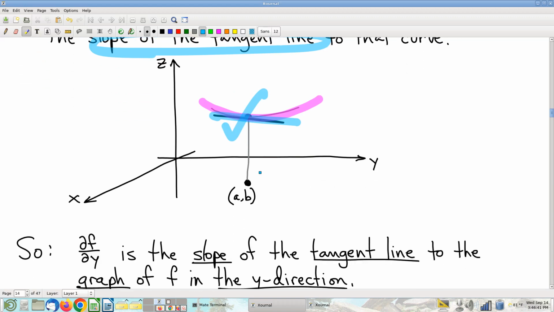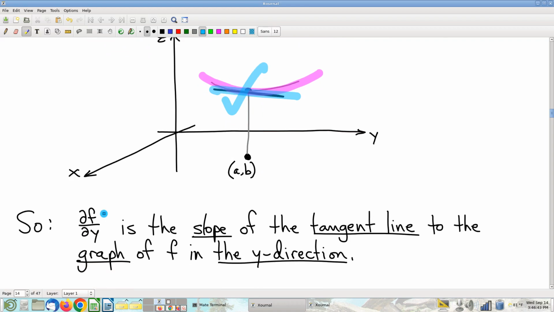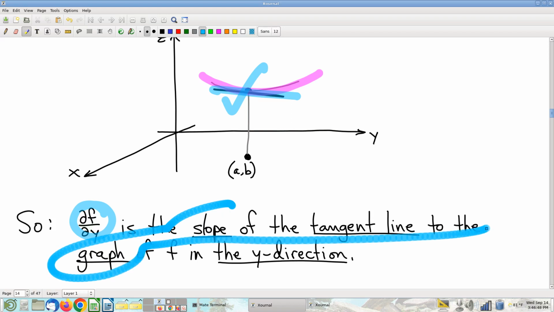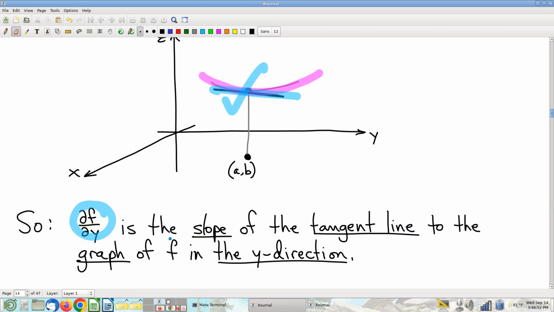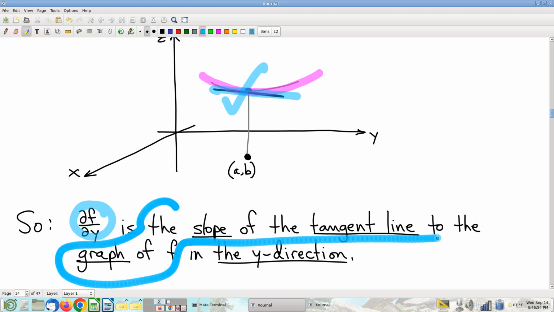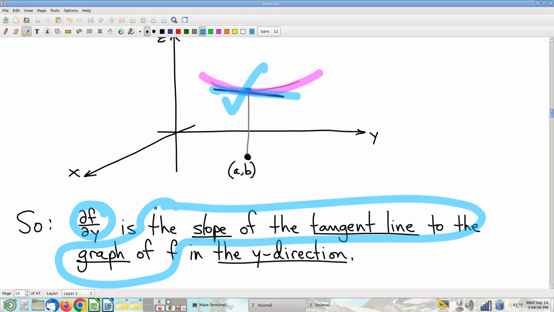And so there's our punchline. This is what partial derivative with respect to y means. It's the slope of the tangent line to the graph of f. I didn't circle that very well, did I? Let's try that again. There we go. Slope of the tangent line to the graph of f.